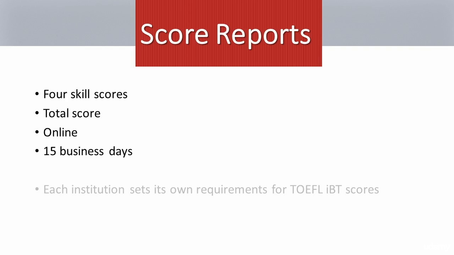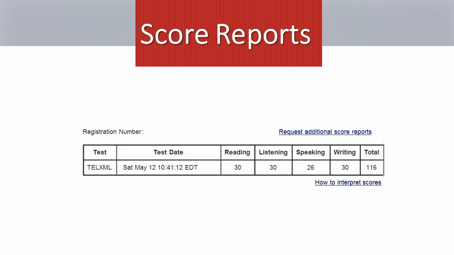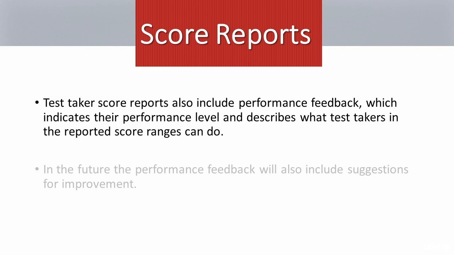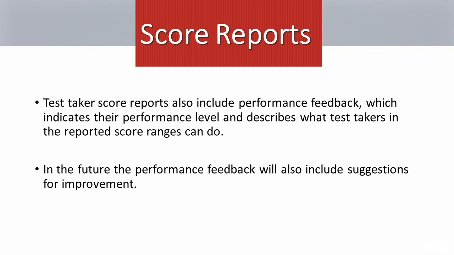Scores are reported online 15 business days after the test. Test takers and score-receiving institutions and agencies are able to view the scores online free of charge. Paper copies of score reports are mailed shortly after scores are posted online. Test taker score reports also include performance feedback, which indicates their performance level and describes what test takers in the reported score ranges can do. In the future, the performance feedback will also include suggestions for improvement.